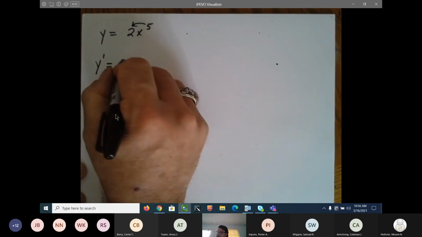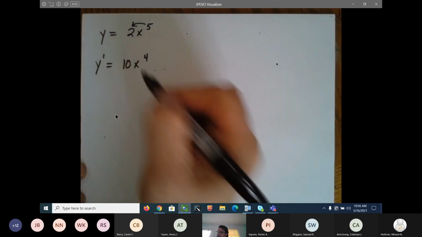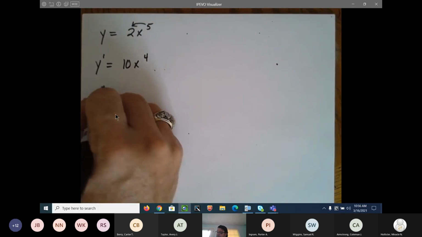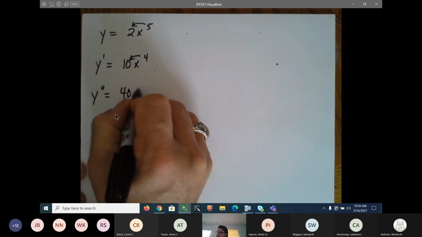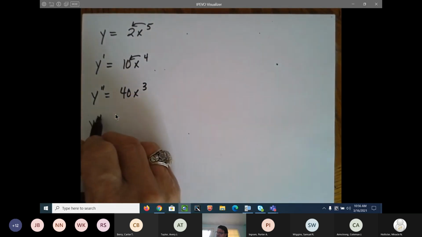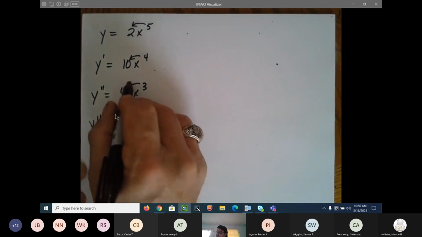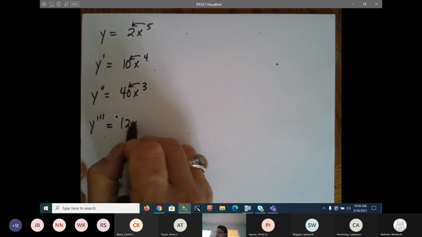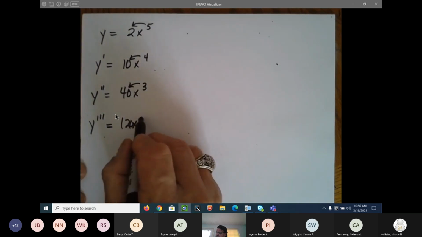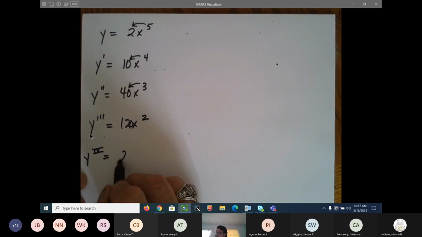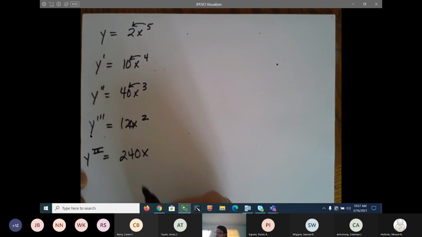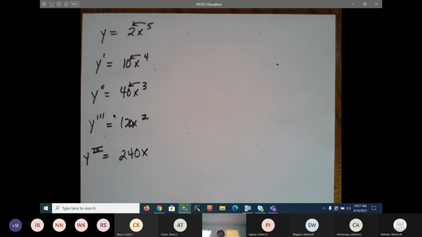5 times 2 is 10, x to the 4th. Y double prime, 40x to the 3rd. Y triple prime, 120x to the 2nd, and y to the 4th, what is it? 240x. That's a good test question for 1.8.